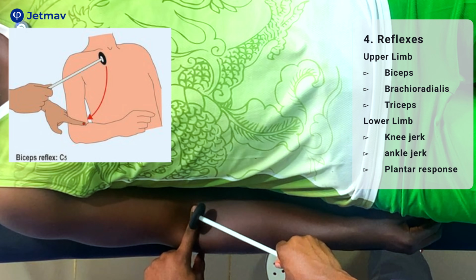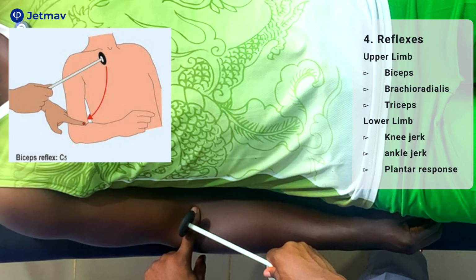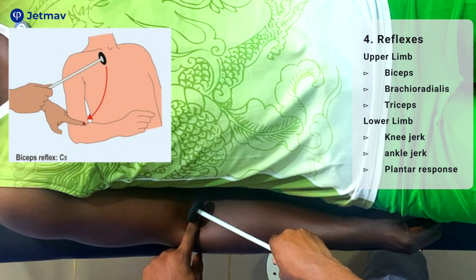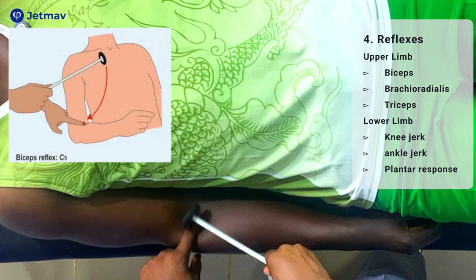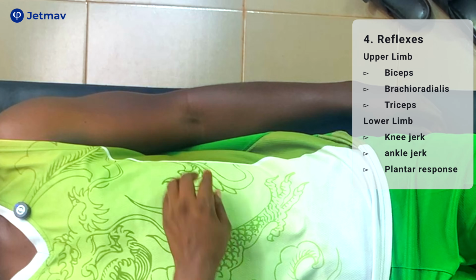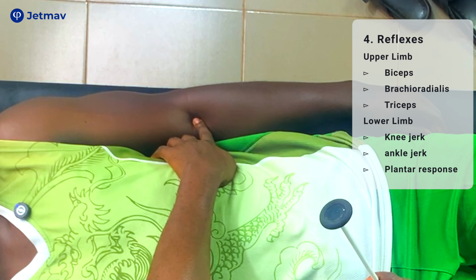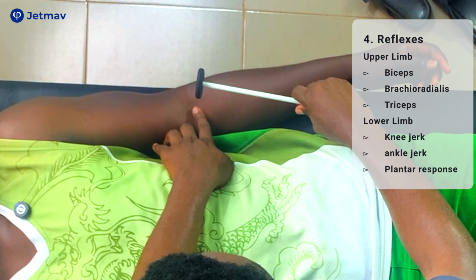Then you flex your hammer. Okay, then watch for the movement of the proximal muscle, which you are testing for the reflex, not the tendon itself. Okay, this is for the biceps reflex. Then you test on this side.